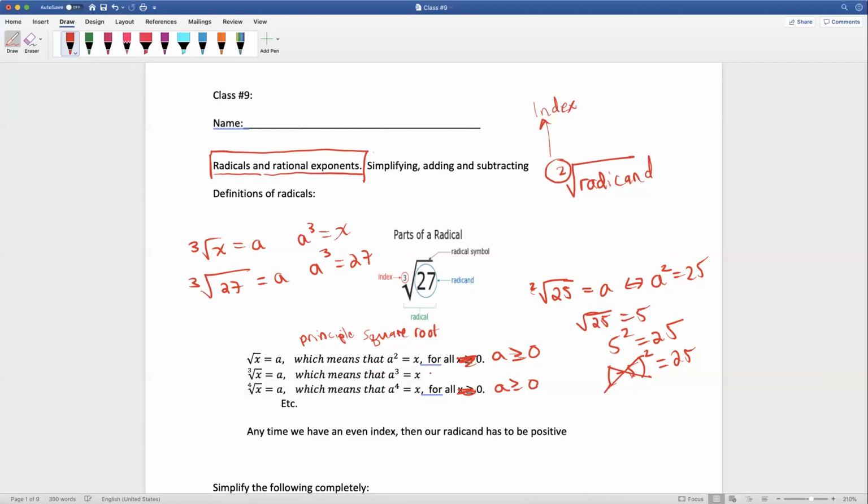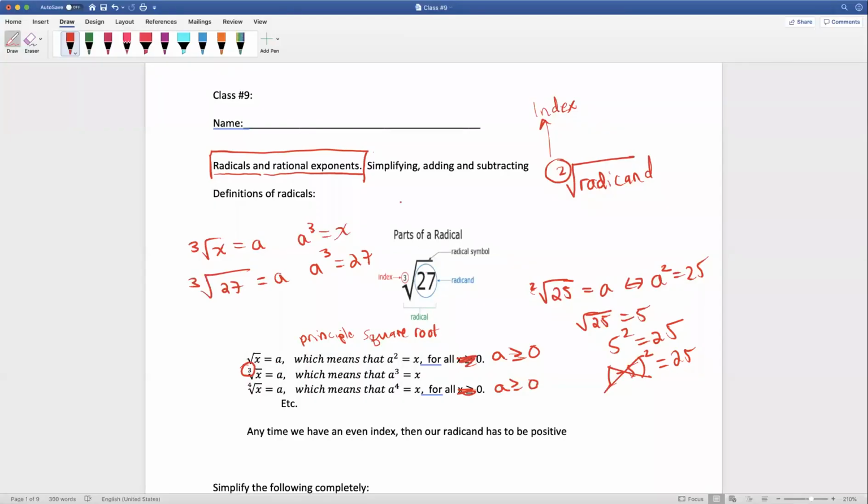Now, we don't have to worry about restricting it to be either positive or negative. It can be either positive or negative if you have an odd index over here. Anytime you have an even index, that value is always going to be positive. So with an even index, if we have an index of 2, 4, 6, 8, and so on, that value is always going to be positive. That's why we see over here the fourth root of x equals a means a to the fourth equals x, and that a has to be greater than or equal to 0.